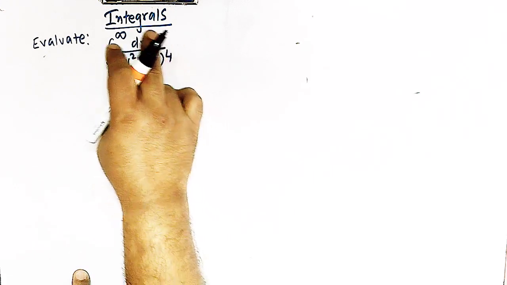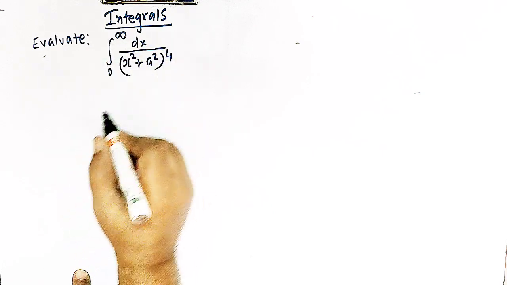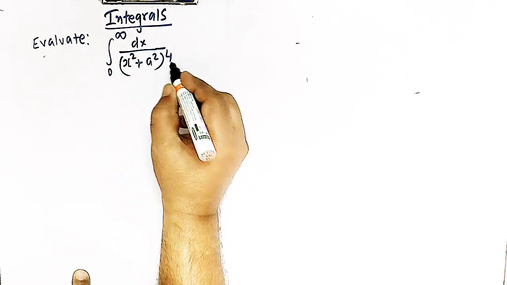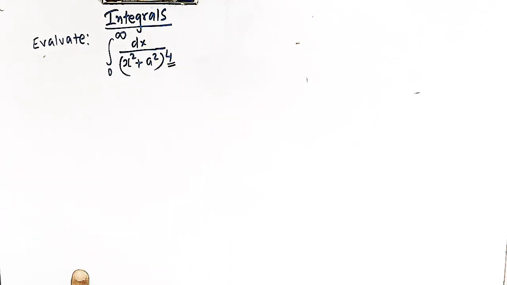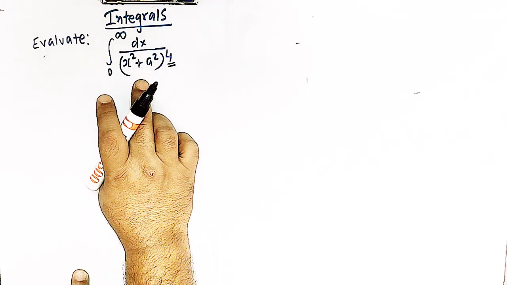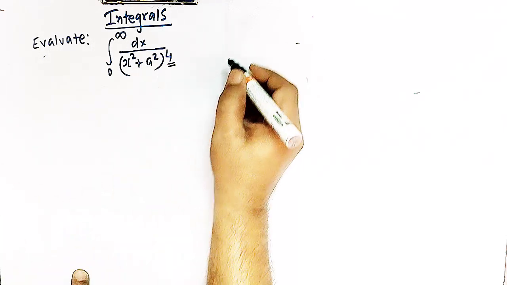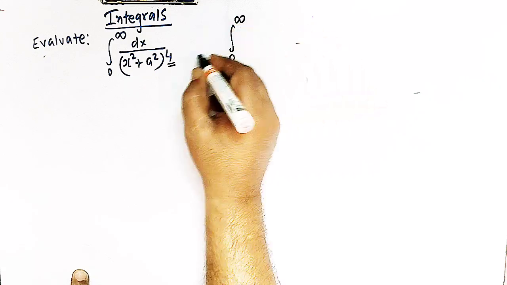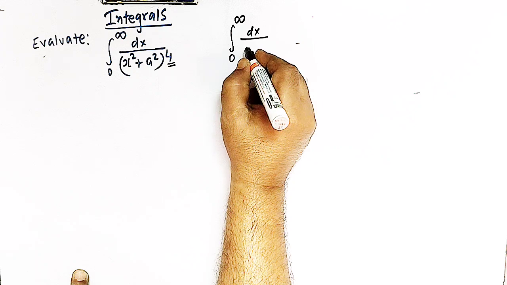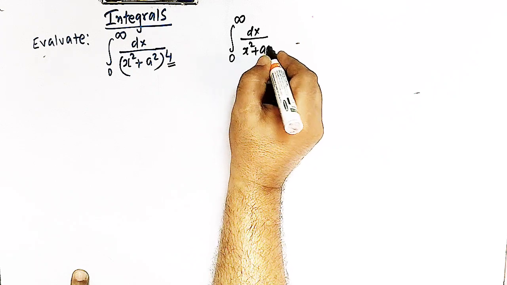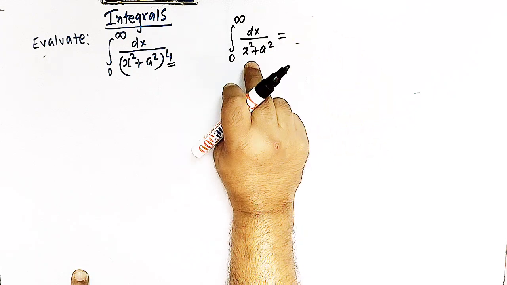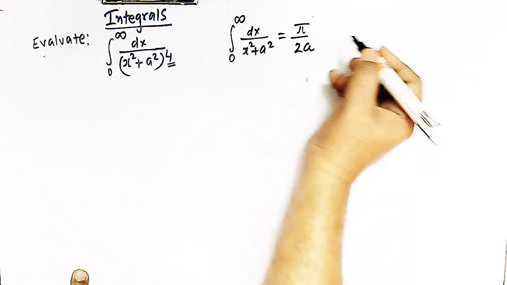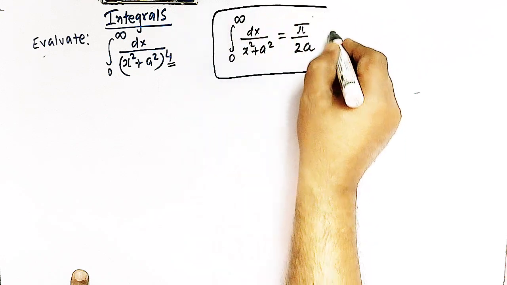So now here we have to evaluate this integral, that is 0 to infinity, and our integrand is 1 over (x square plus a square) raised to 4, right? In order to evaluate this integral, let us start with this known integral, 0 to infinity, dx over x square plus a square, and the value of this integral is given by pi over 2a, right? So we'll start with this expression.